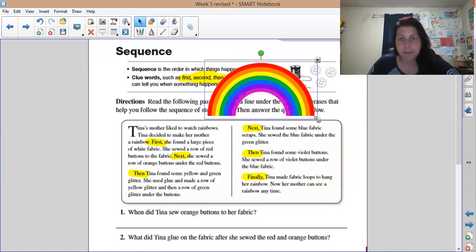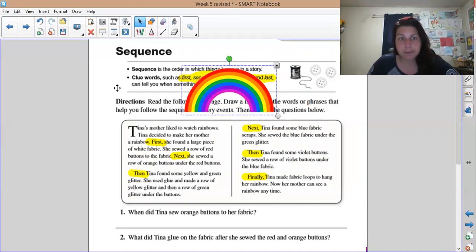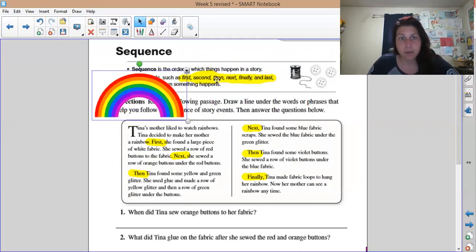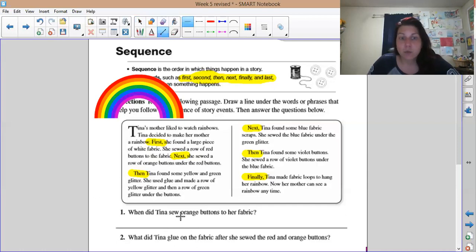All right, so we've got our rainbow, okay? You move it out of the way so it's not where our sight words are. Okay, so they're asking us, I'm gonna underline it over here, when did she sew the orange buttons? So if we're starting with the colors of the rainbow, we know that she started with obviously white on the background, right? It says she sewed a row of red buttons. Next, she sewed a row of orange buttons.